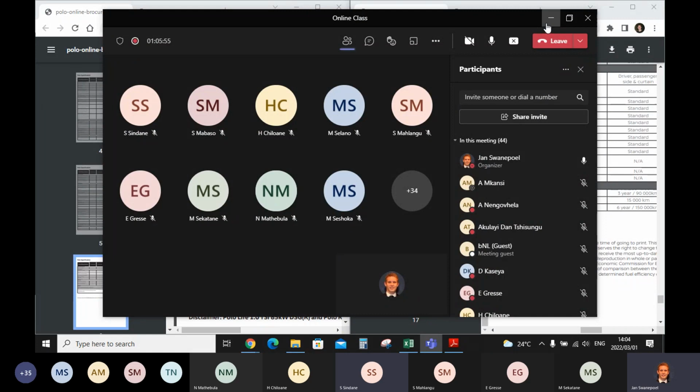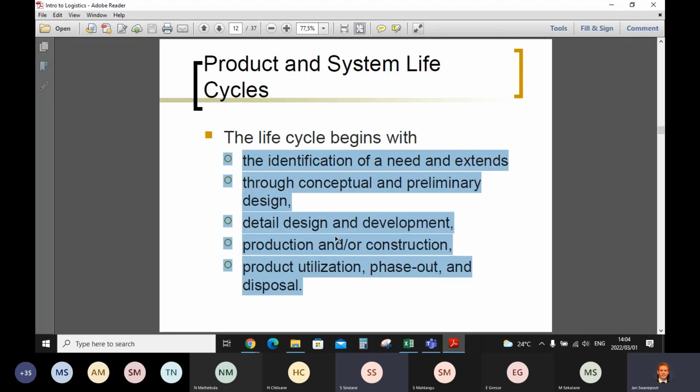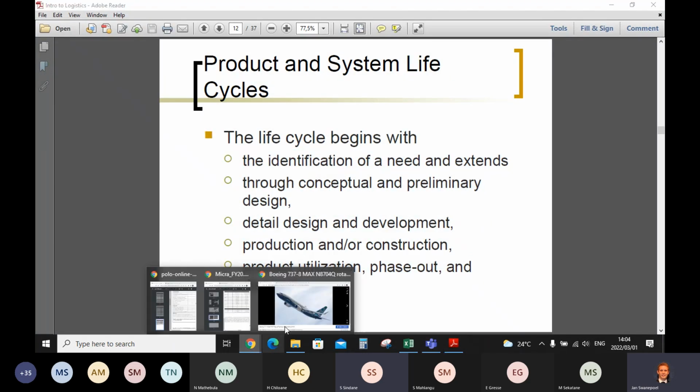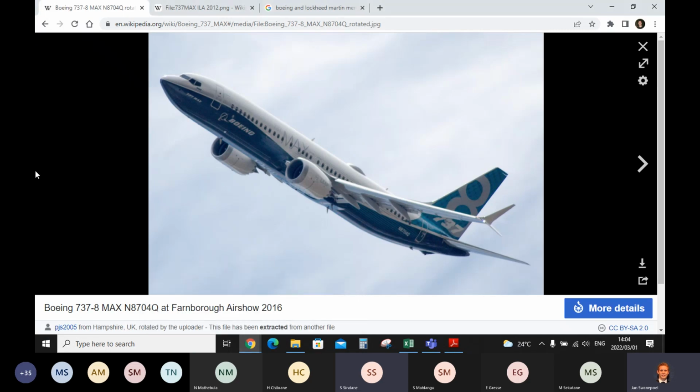I want to show you one example of where it went wrong, right? We spoke about design for lifecycle. Lifecycle includes all of this. I want to show you guys an example of where it went wrong.